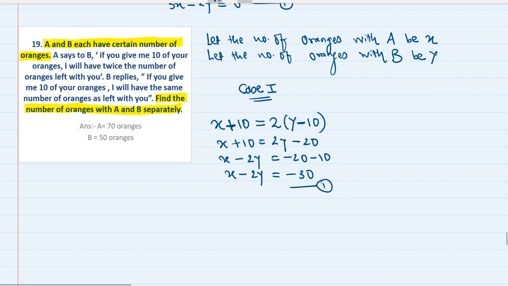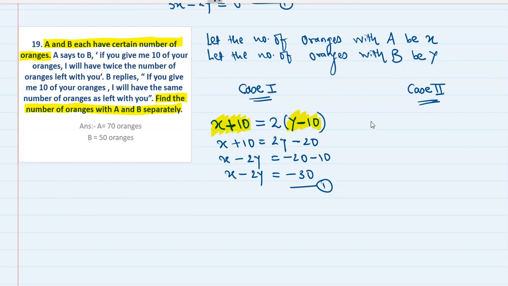Are you getting this? I will again repeat it for you. In the first case, A is suggesting that he gets 10 oranges from B. So the number of oranges with A will become X plus 10 and the number of oranges with B will become Y minus 10. And the relation between the oranges with A and B will be that the number of oranges with A will be 2 times the number of oranges left with B. Okay, and we simplify this and get the first equation. Okay, let's talk about case 2.